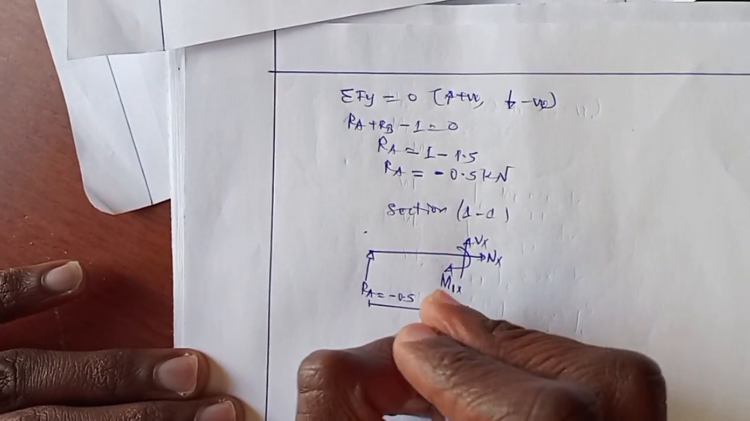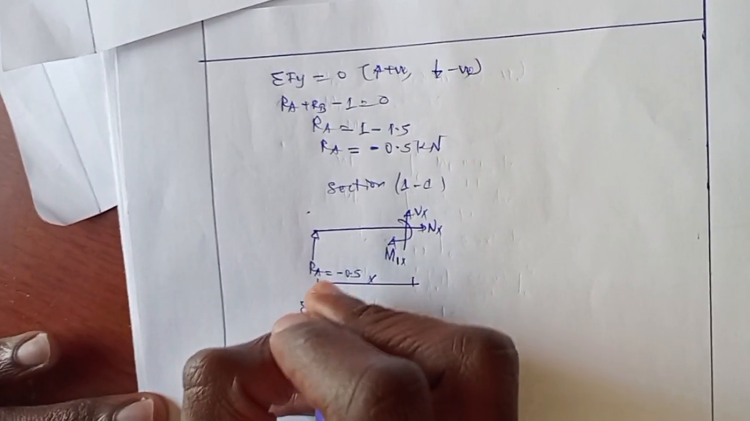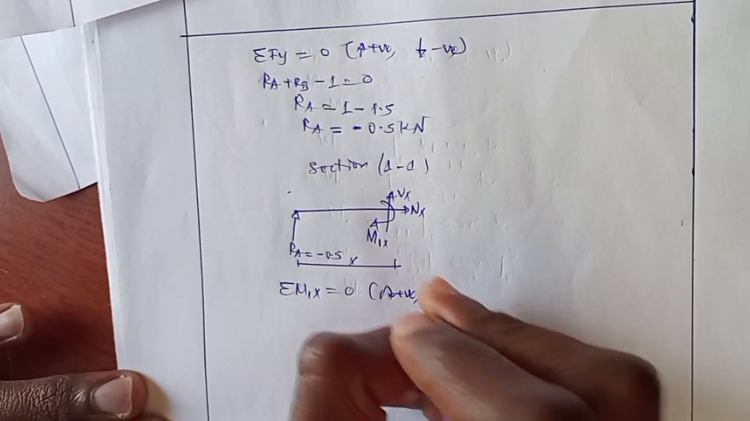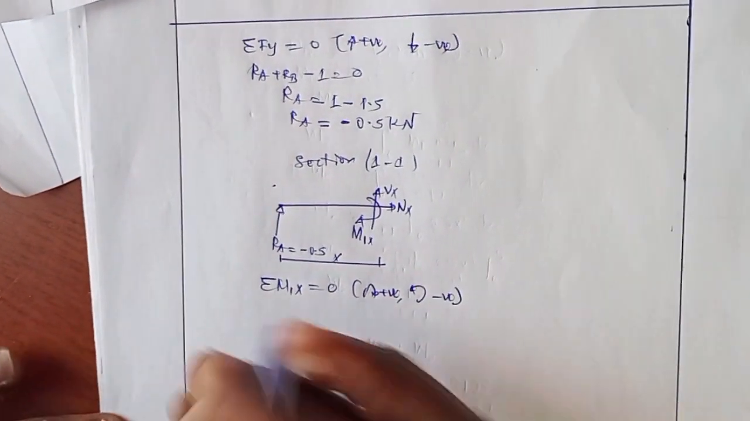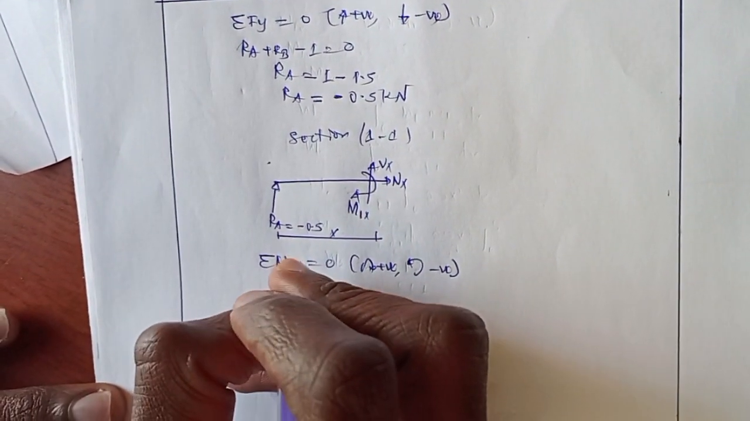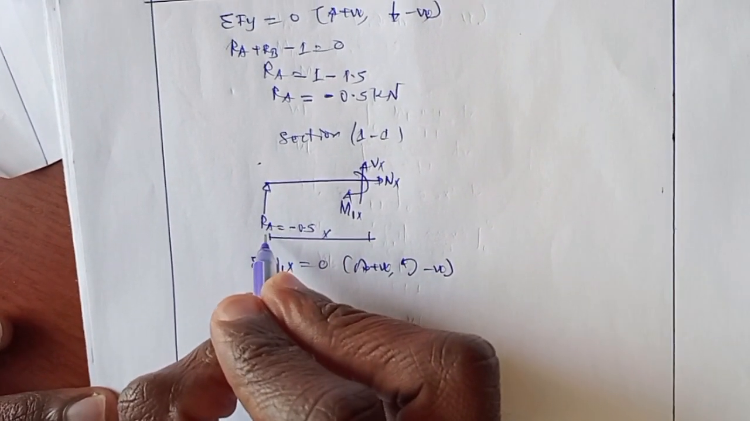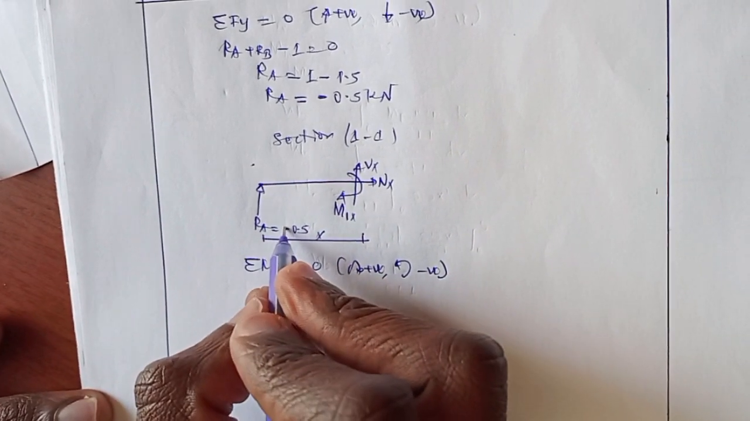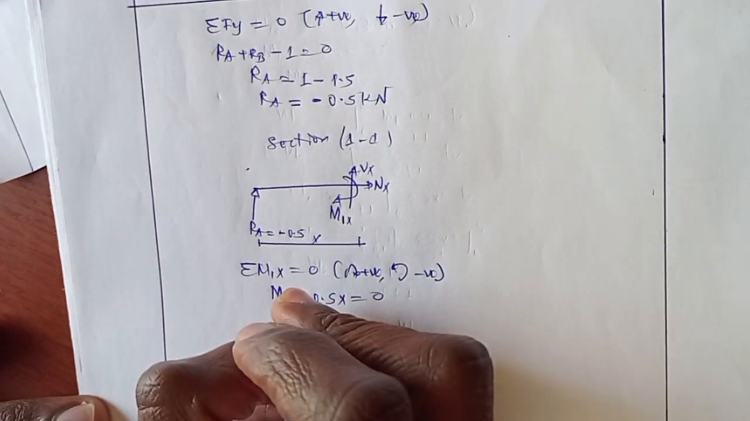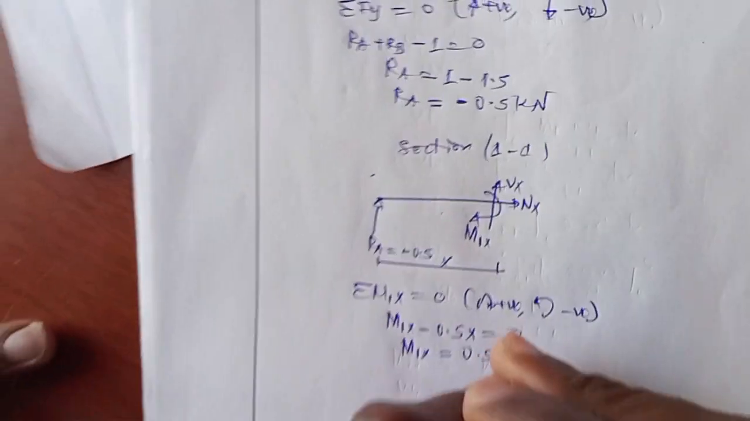As this is a known distance x, we have cut a section. So we take summation of moment at x is equal to 0. Anti-clockwise positive and clockwise negative. This moves in clockwise direction, so it will be positive mx, plus this LA also moves in clockwise direction. Since it is negative, it will be negative 0.5x is equal to 0. So we have moment at this point, it will be 0.5x.